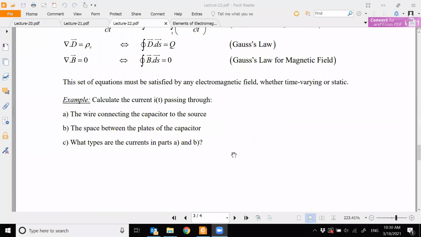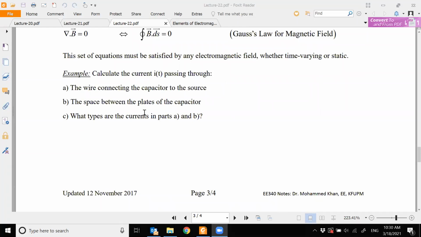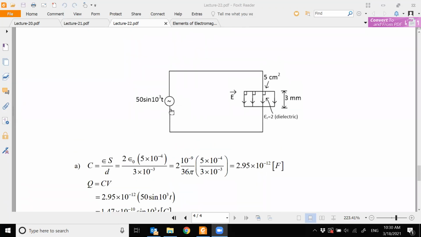there is a small example here. We will not go into the detail, but I'll just give you some brief idea. Now we need to find the current passing through the wire connecting the capacitor to the source and the space between the capacitor plates, both. See here, I have an AC source which I am connecting to the capacitor. If you see, the current will flow into the capacitor. You can put an ammeter here, and you will see that there is a current.